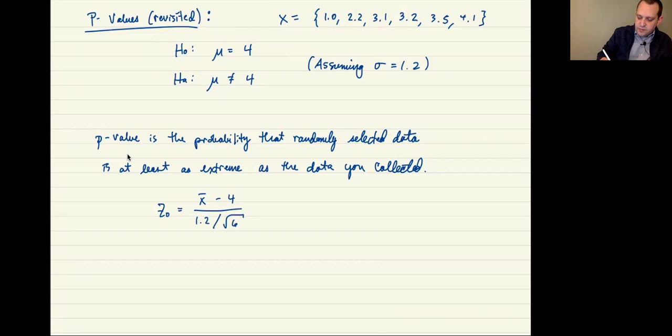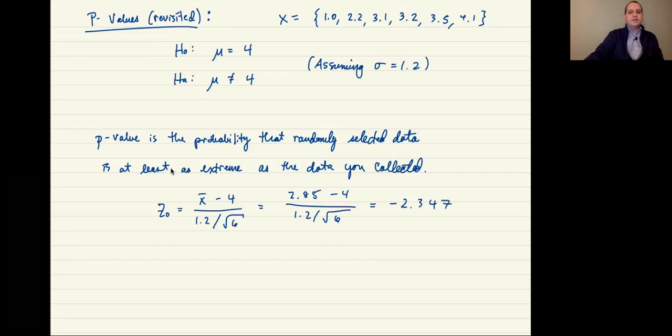Okay, so we're going to have the mean minus 4 divided by 1.2 over square root of 6. And the mean I calculated ahead of time is 2.85, minus 4, divided by 1.2 over square root of 6. And that works out to be negative 2.347, rounding to 3 decimal places.